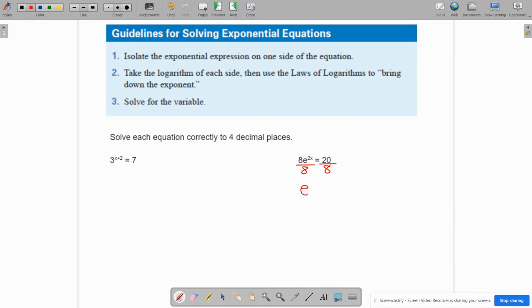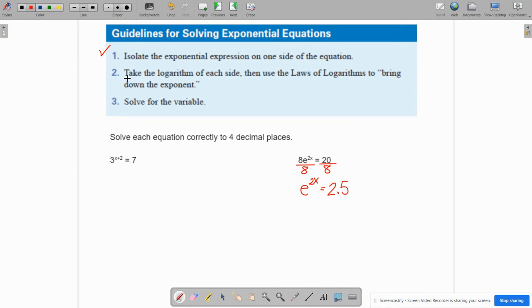So that e to the 2x power would equal 20 divided by 8, or we can reduce that to 10 over 4, which then reduces to 5 halves. So you could say 5 halves, or if you wanted to write 2.5, because that is still exact, you could do that as well. So both of these examples are now set up so that step 1 is done, where the exponential expression is completely isolated.